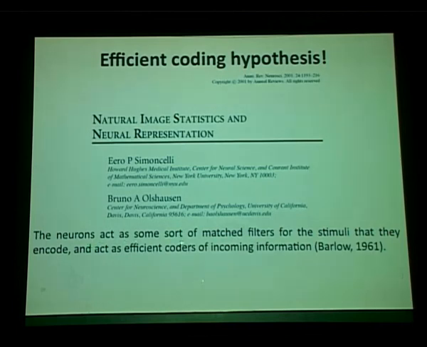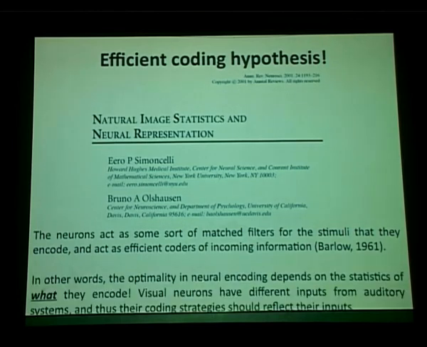So the neurons act as some kind of matched filter for the stimuli that they encode, and act as efficient coders of the incoming information, where you use the statistics of the incoming inputs to design the filters the way you want. It's like the filters are evolving over time to match the statistics that are present out there. In other words, the optimality efficiency in neural coding depends on the statistics of what they decode.